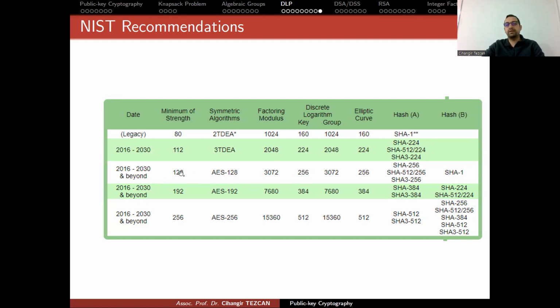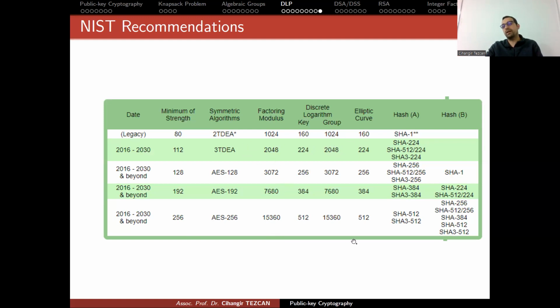If you need military grade security, move on to this part. But as you can see, if you move on to this part, the group sizes become really large. Think about designing a hardware that works on groups of 15,000 bits. Designing such a hardware and the speed will be a problem. This is why most of the time people are using this.